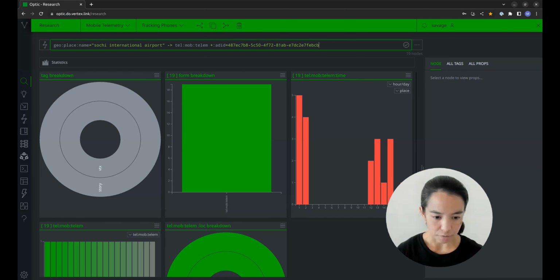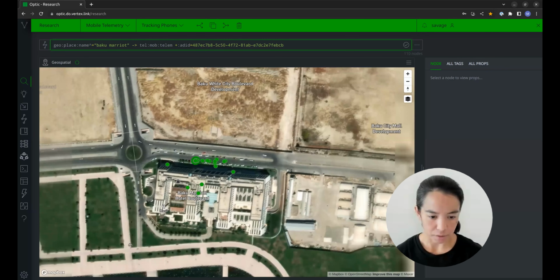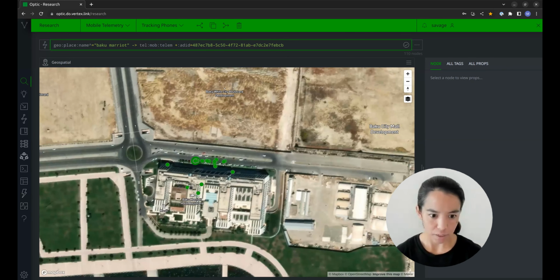Immediately after the conference, we saw the phone continue to beacon, this time from Azerbaijan. We'll go over to geospatial so I can lift that query. And it was beaconing from the Baku Marriott Hotel Boulevard. These green spots are all the locations where the phone was beaconing from.